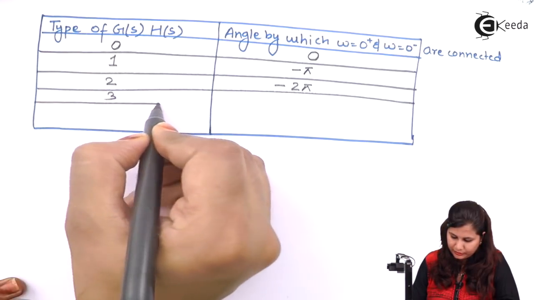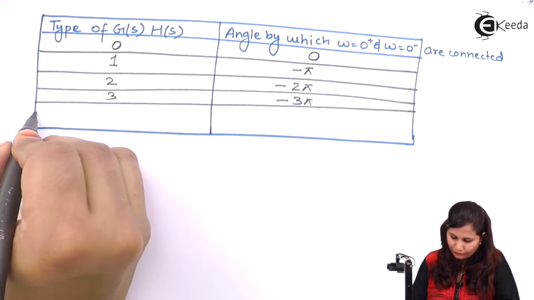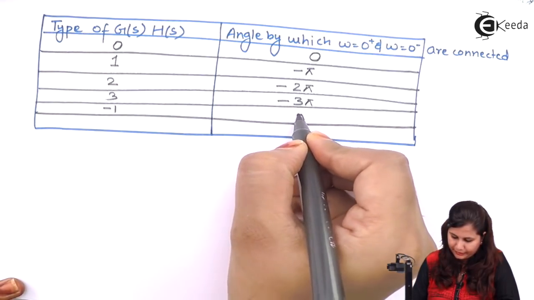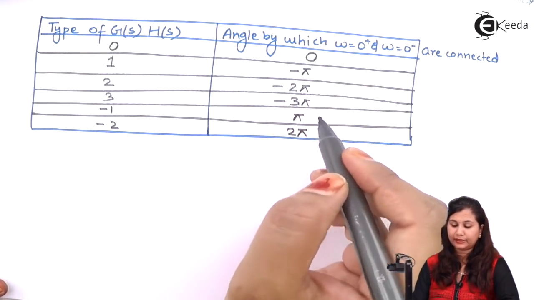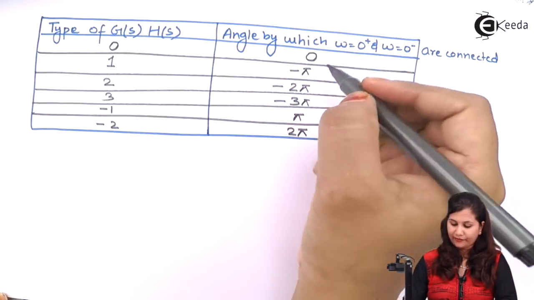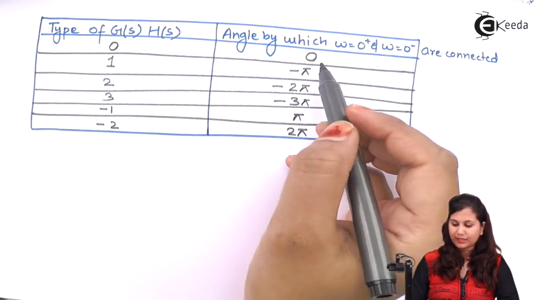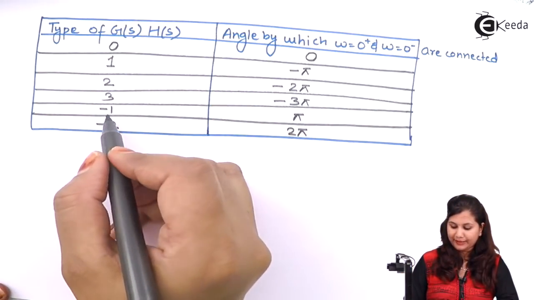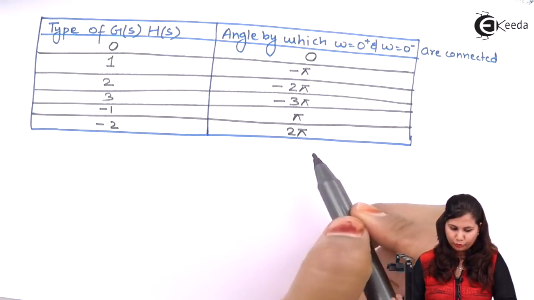type 3, minus 3 pi. For type minus 1 it is pi, and for minus 2, 2 pi. So in this way, the angle by which both the frequencies are connected varies. That is, for type 1, type 2, type 3 systems, the angle is minus pi, minus 2 pi, minus 3 pi, and for type minus 1, minus 2, the angle is pi and 2 pi.